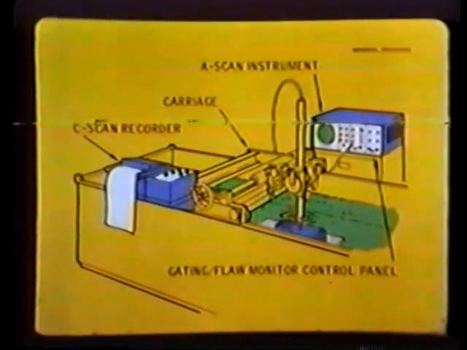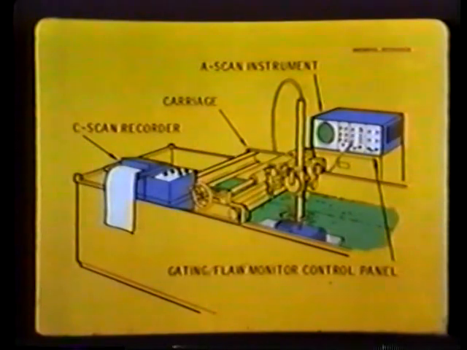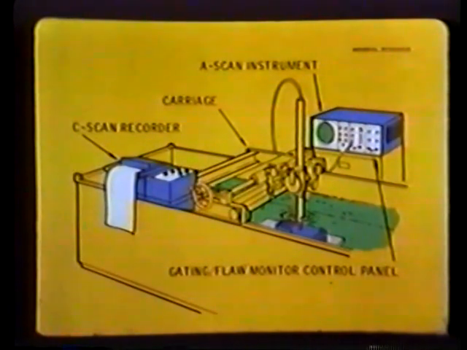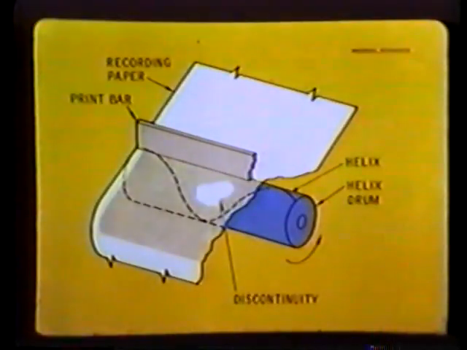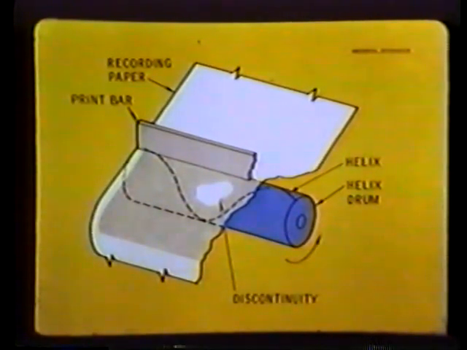The carriage is motorized to automatically move the transducer back and forth across the specimen, the scanning speed and indexing being precisely controlled to ensure proper coverage. The more common C-scan recorders use a chemically treated paper that is passed between a printing bar and a helix drum electrically connected to the A-scan instrument.